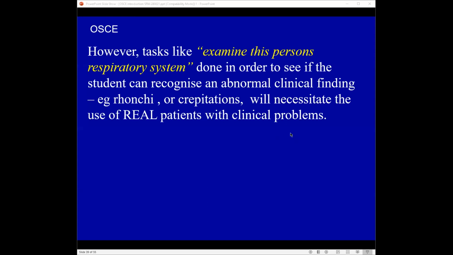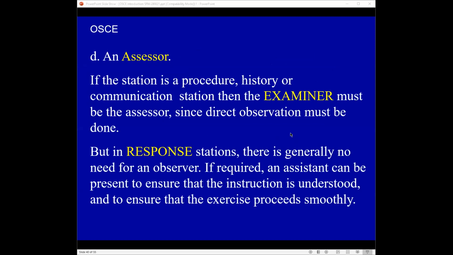And the fourth thing that we need at a station is an assessor. Now, if the station is a procedure station, a history-taking station, or a communication station, then the examiner himself or herself can be the assessor, because direct observation has to be done. I mean, we've got to see for ourselves if this guy is actually doing each one of those steps which we have in our checklist.